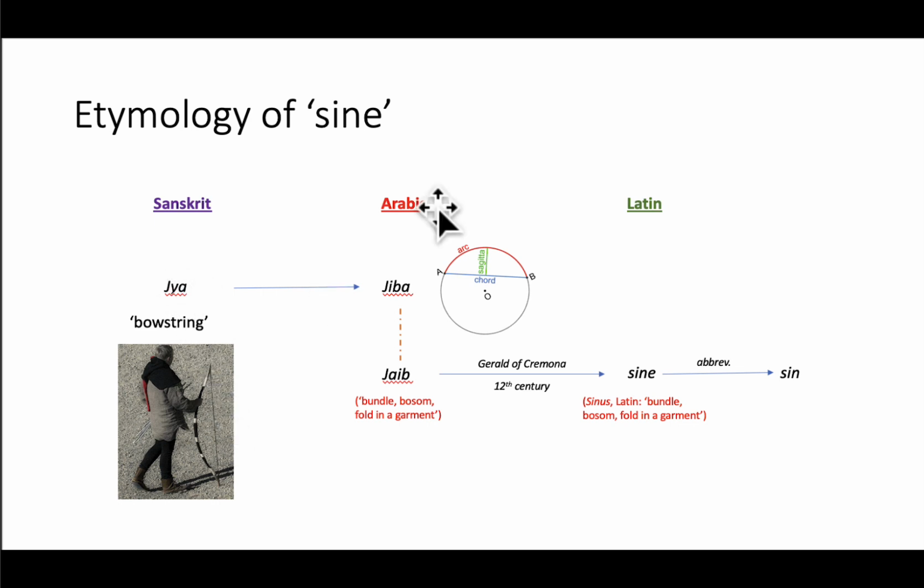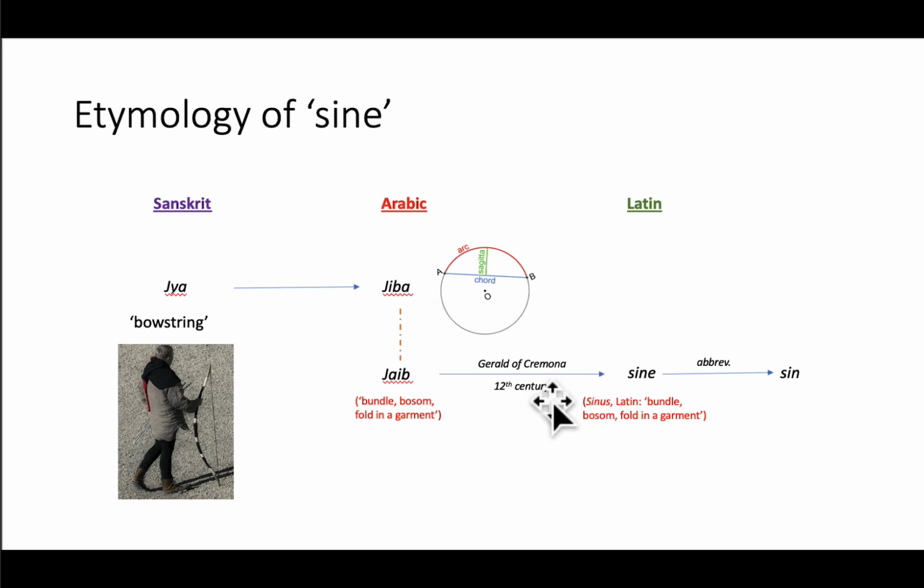And when the Arabic scholars wanted to use a term for the chord, which is, if this is an arc, the red is the arc of a circle, and the straight line that goes from one end of the arc to the other is called the chord. This is very similar to a bowstring. And so the bowstring is jaya, and the Arabic scholars translated jaya into jiba.